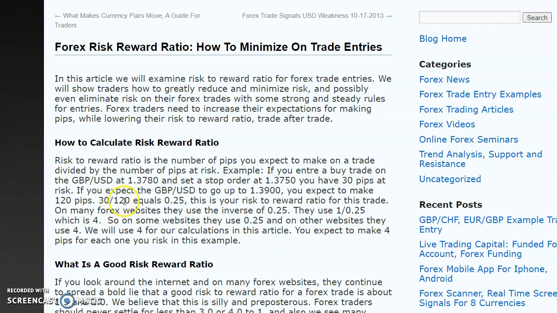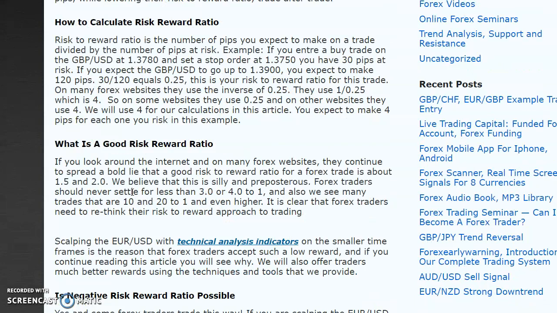You're trying to make 120 pips and you're willing to risk 30 on an initial stop until you move your stop to break even. I've seen it calculated both ways, and just remember that depending on where you're looking on the internet, you'll see it calculated two different ways. It can be either 0.25 or 4-to-1, which is just 1 divided by 0.25.